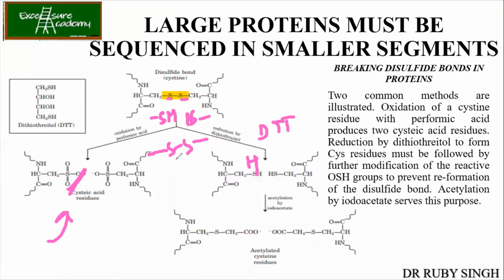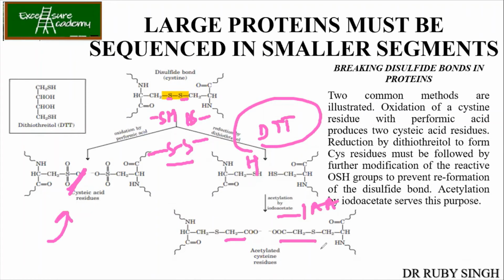So if this goes and again forms the disulfide bond, what will happen? Again, the main purpose of protein sequencing we are not able to achieve, right? So if you are using DTT for your protein sequencing, you need to do another step called acetylation by IAA, that is iodoacetate. What will happen then? The acetyl group will be added over here so that it doesn't go back and reform the disulfide bond. So to prevent this, acetylation by iodoacetate will be done.